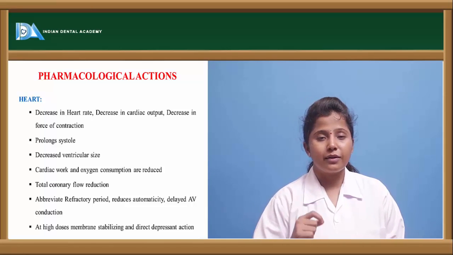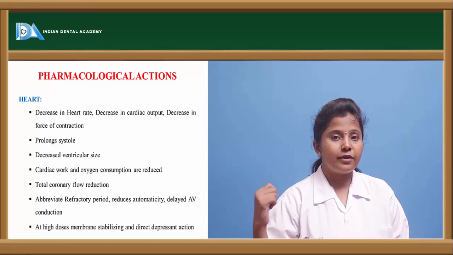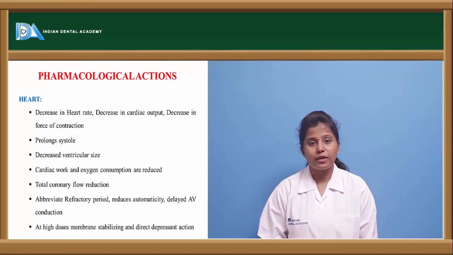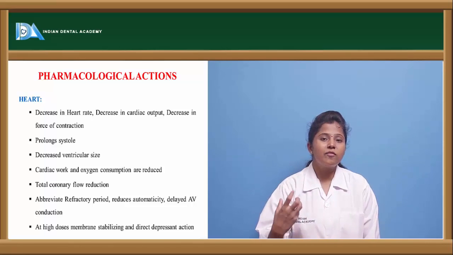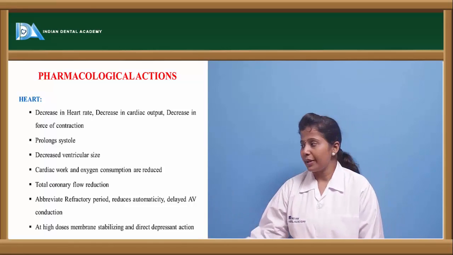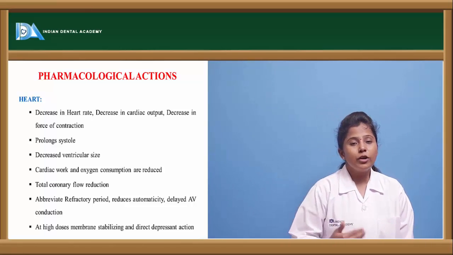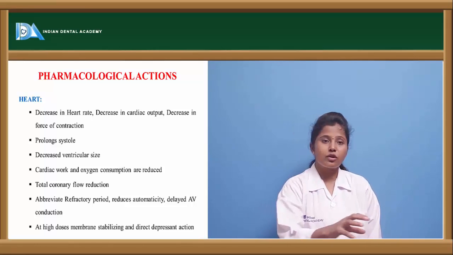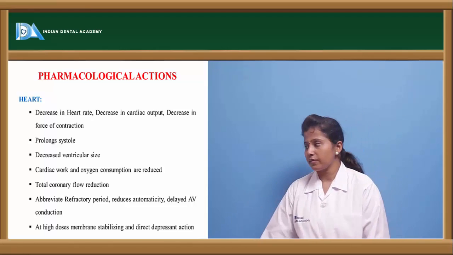In blood pressure, we have systolic as well as diastolic pressure. The systolic phase is prolonged because of this propranolol, and it shows decreased ventricular size. Not exactly the size; what this means is that the volume of blood coming out of the ventricles may be decreased. That is called decreased ventricular size, and the cardiac output and oxygen consumption are reduced. So when we do excessive or massive exercise, the oxygen required to perform that exercise can be reduced because of this propranolol.